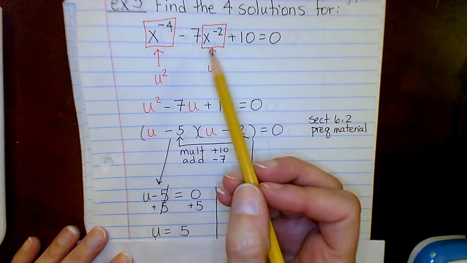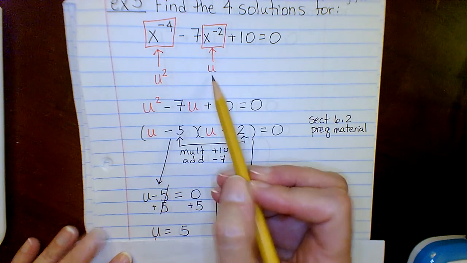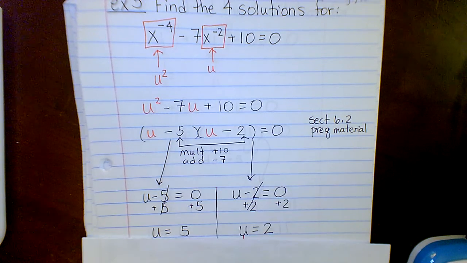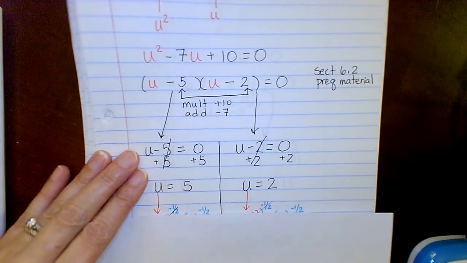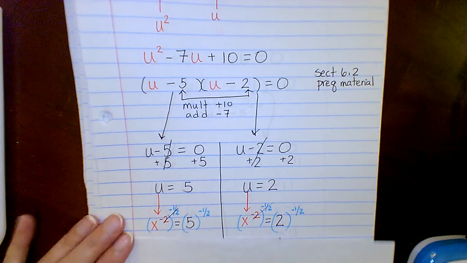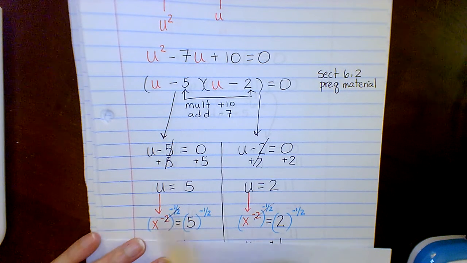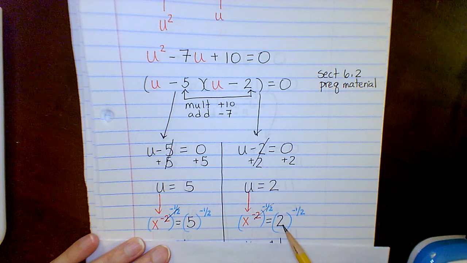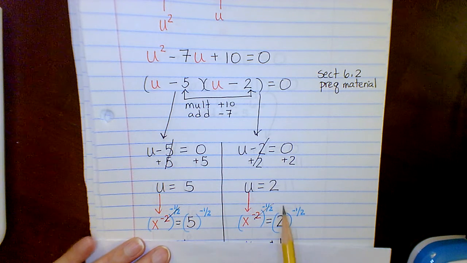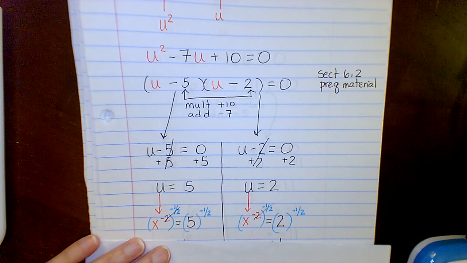You're solving for x. So I have to come back over here and take those u answers and substitute x to the negative 2 in for u. Now ignore the blue stuff for now. For right now, I just put x to the negative 2 equals 5, x to the negative 2 equals 2. The blue stuff was me getting rid of the negative 2 power.